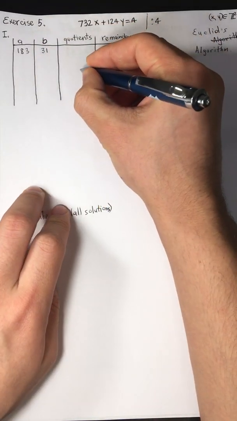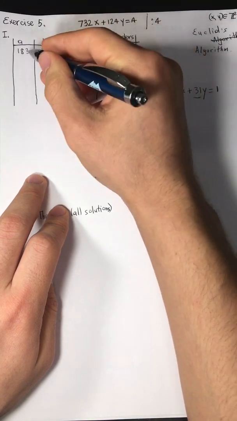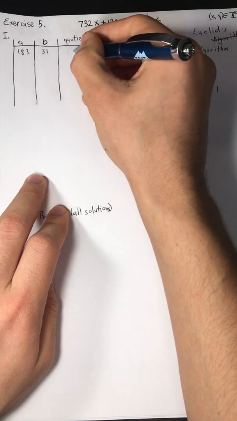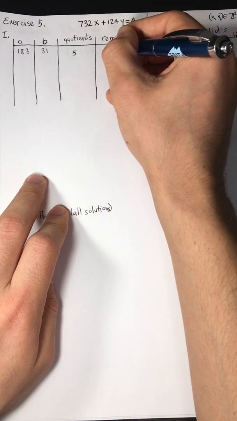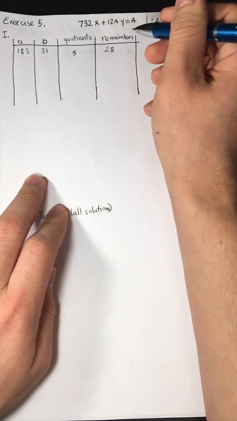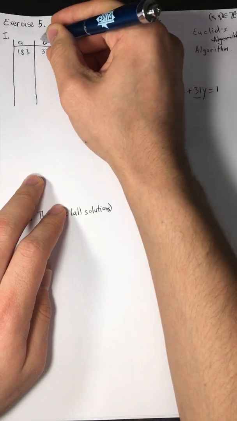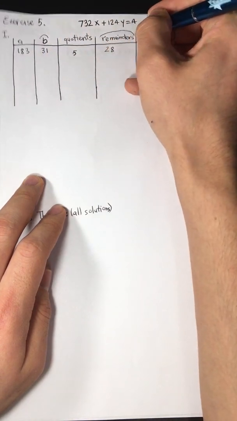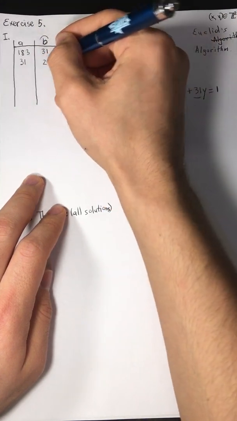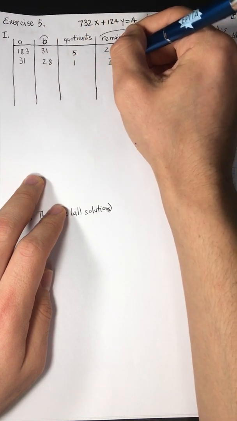Okay, and now I continue. What is the quotient if you have inputs 183 and 31? The quotient is going to be 5, and then the remainder is going to be 28. Don't worry, I used my calculator. I already knew this before, I just used my calculator before making this video. The next step is important. I always focus on B and the remainder. So I'm going to take B here, 31, and then I'm going to take the remainder here, 28. So what's the quotient now? You tell me. Yes, it's 1 and the remainder is 3.